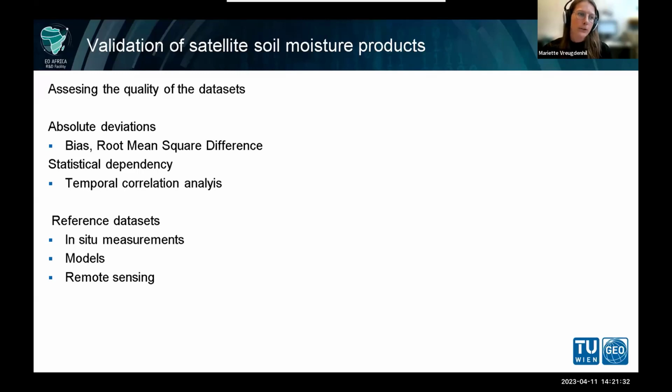The same goes for models. Models are also driven by input data, so the quality of models depends very much on the quality of the input data.